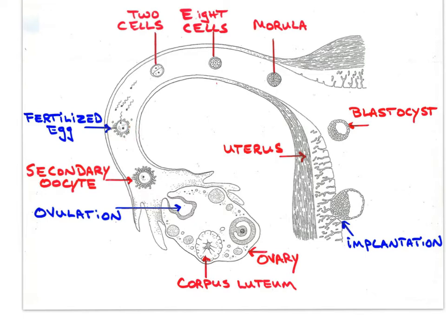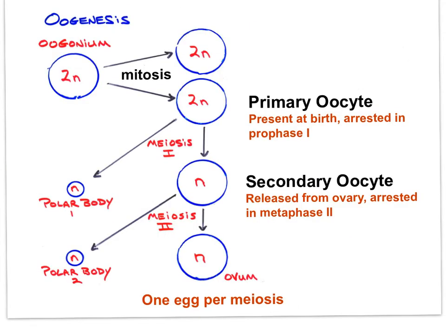If fertilization does not occur, which is really most often the case in humans, the egg and the endometrial lining are flushed out of the uterus in a process known as menstruation, sometimes called a period. Let me outline oogenesis within the ovary.